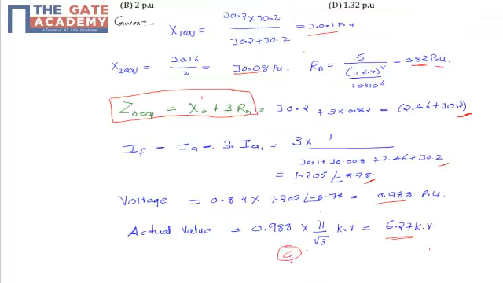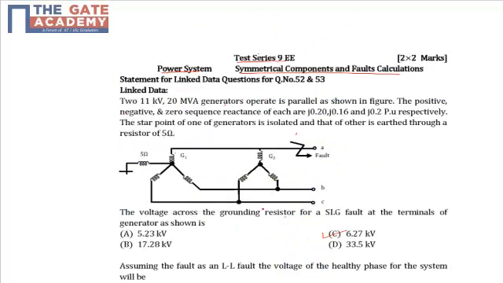In this session we have studied how to calculate the value of the voltage across the grounding resistor for an SLG fault, where the fault is given like this at the terminals of the generator. Thank you.